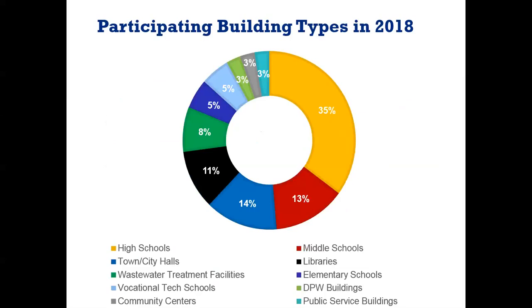And this is just a more granular look at that. Overall, high schools are the most common, making up about 35% of the total buildings participating, as well as middle schools and town halls. So if you're new to this kind of demand response work, I think those are the places to start, and obviously checking to see where you have those interval meters installed. But yeah, this will just give you a sense of the kinds of buildings that people have been participating with.